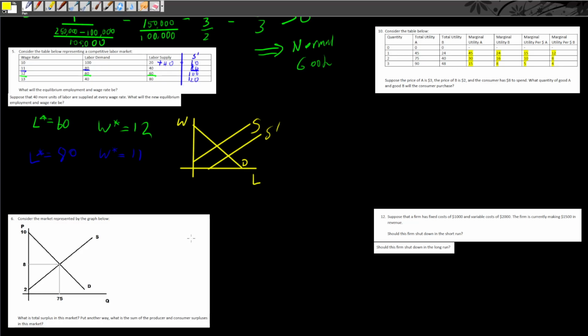And just kind of charting out the changing values. With the new supply curve, we've got more labor supplied, and it's at a lower wage rate, which corresponds to what we found over here. And so using the graph is one way to double check that you're doing it right.